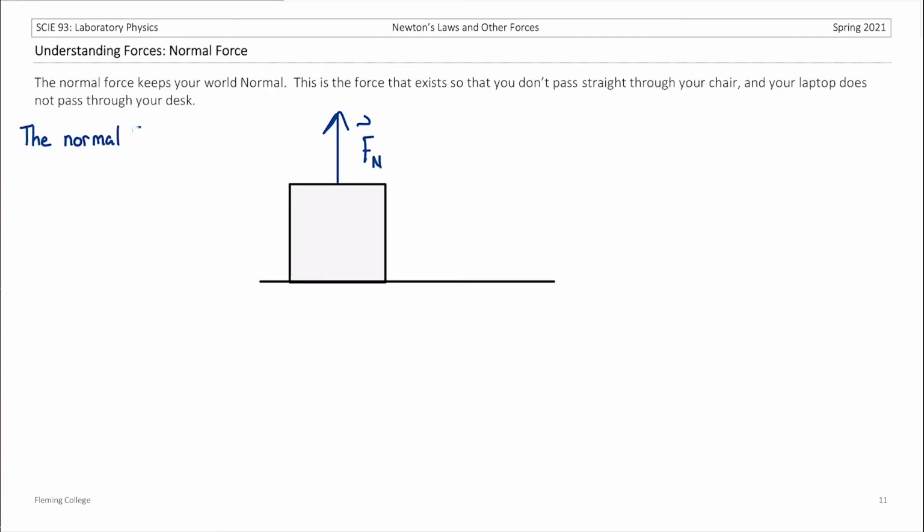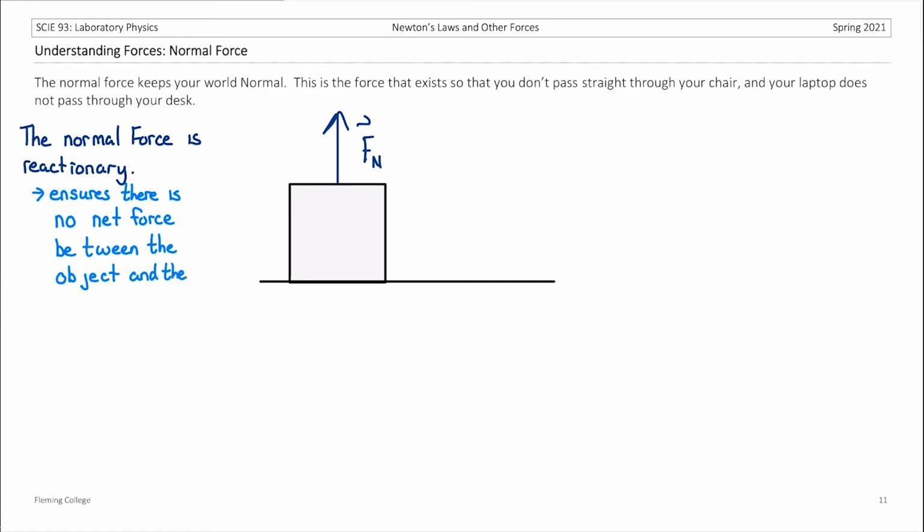The normal force is purely reactionary, which is a way of saying that the normal force will change in magnitude to ensure that there is no net force between the object and the surface. So with no other applied forces, the normal force would be equal and opposite to the weight. However, in a more dynamic situation, where we start with a weight and a normal force, the normal force and the weight are equal and opposite.